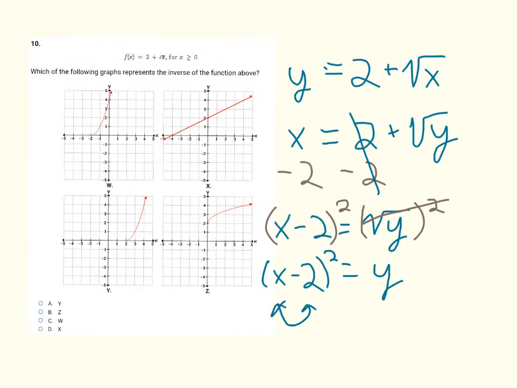And because that U-shaped graph has a minus 2 here in the parentheses, that means it's going to be shifted to the right 2 units. So that means this vertex is going to be at positive 2. So the only graph here that has a vertex at positive 2 is Y. And remember, this here said you're only going to have half of the U because you started with just the values greater than or equal to 0. So that domain told us we're going to have half of the U. So here it's graph Y, which makes my answer A.